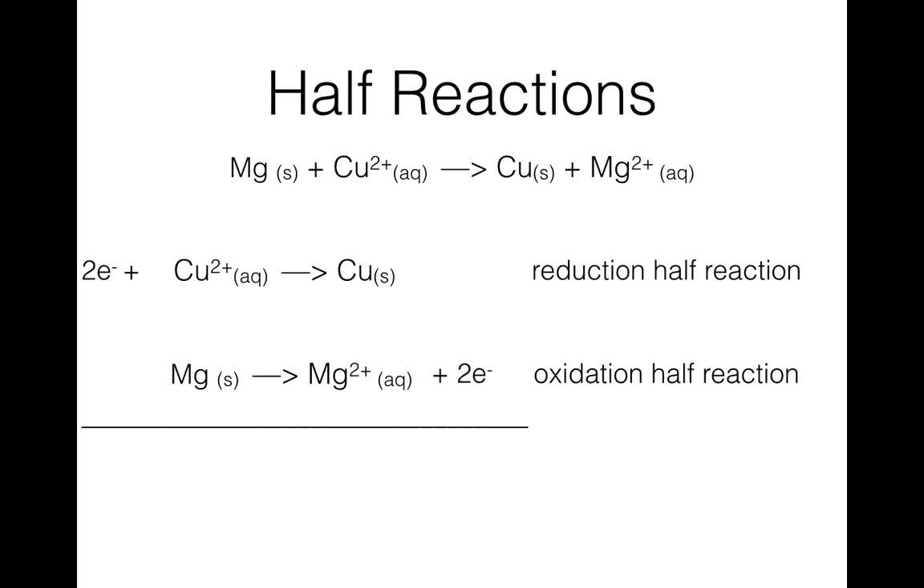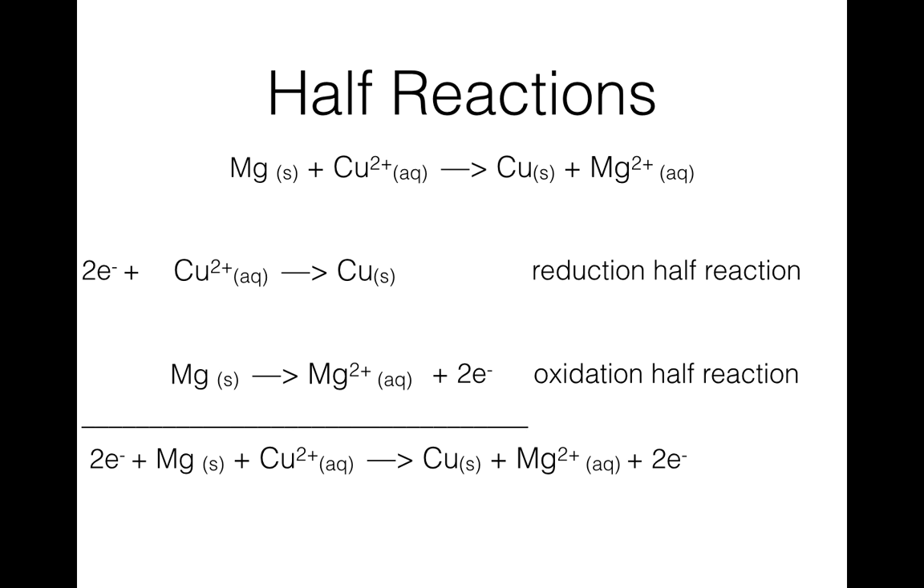Now if we then add our two half reactions together, we'll see that we've transferred 2 electrons in both cases. And so we have 2 electrons on both sides of our added reaction equation. So much like our spectator ions, we can cancel out the 2 electrons that appear on both sides, and we're left with a balanced net redox reaction. Right? Now, because this is a very simple single displacement reaction, it's actually very simple to balance.